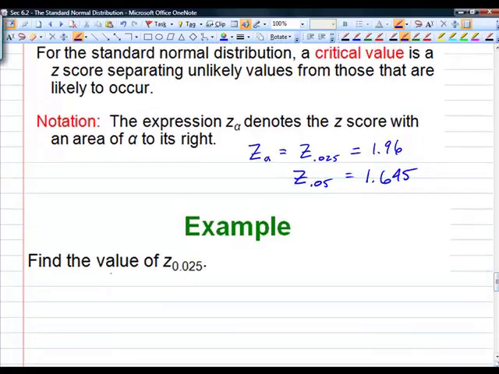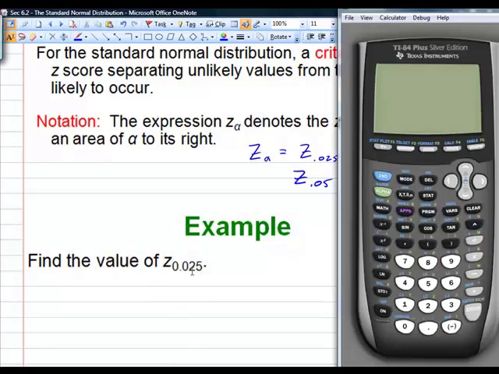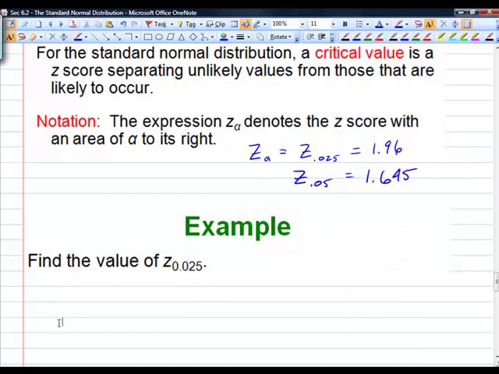So here we're asked to find the value of z sub 0.025. Let's use our calculator. We just found this one, but let me show you something with the calculator. We know this is going to be a positive z-score because that 0.025 represents the area that's to the right. What this means when I draw the picture is I would have my normal distribution, and the area to the right here is going to be 0.025.